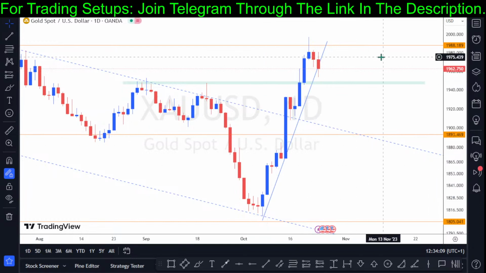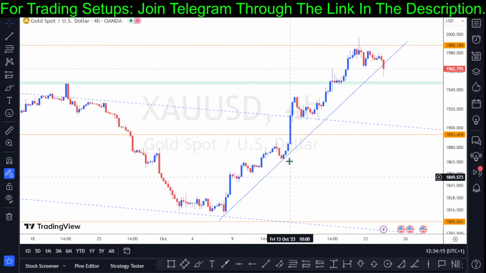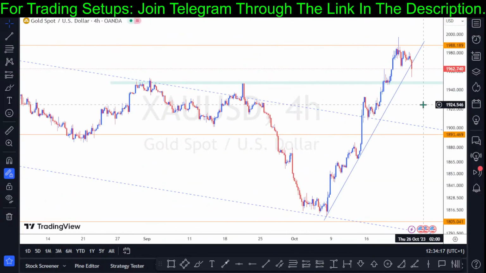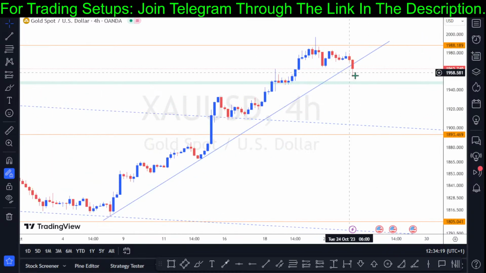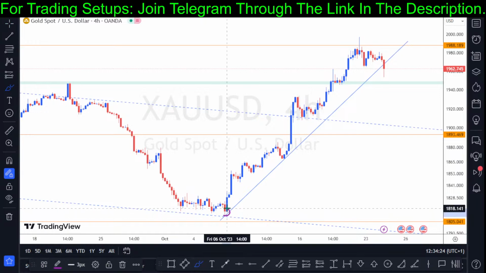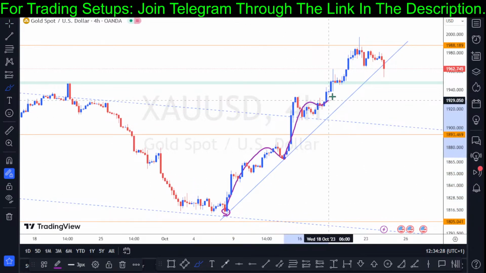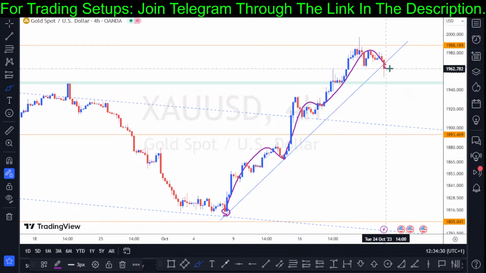Gold is still in an uptrend. You can see the trend line. Let's check the 4-hour chart. This is the 4-hour chart. Gold is still in an uptrend. This is not yet a confirmed bearish breakout. The uptrend is still active. Right from the swing low right here, you can see the rejection right here. Price gravitated upward. So I won't make an entry right here.